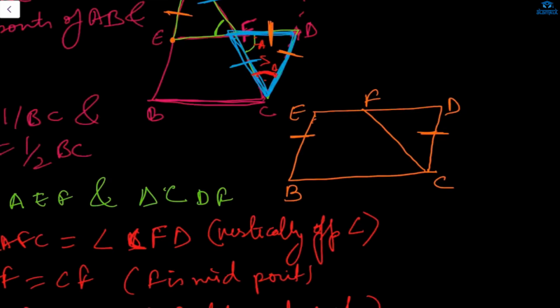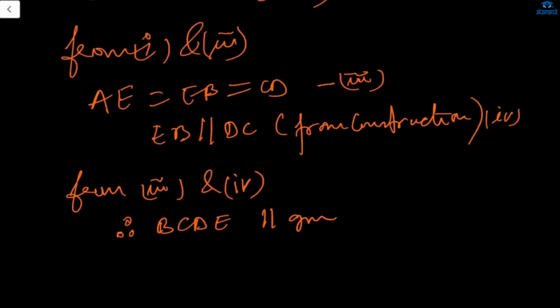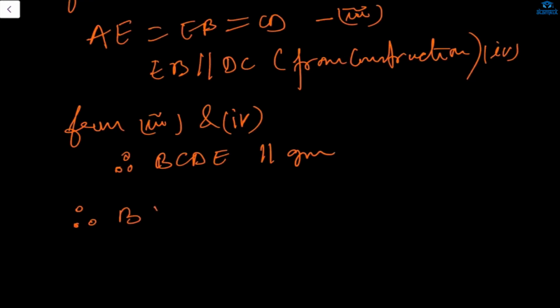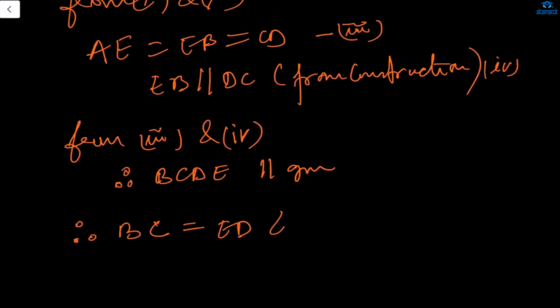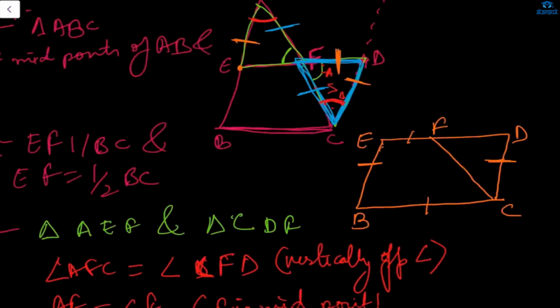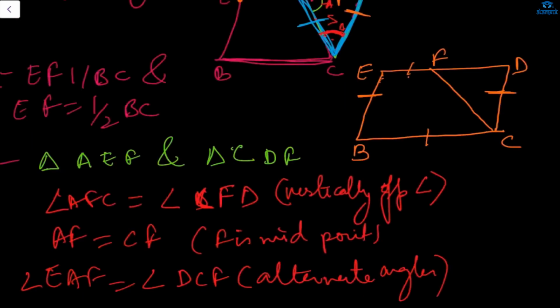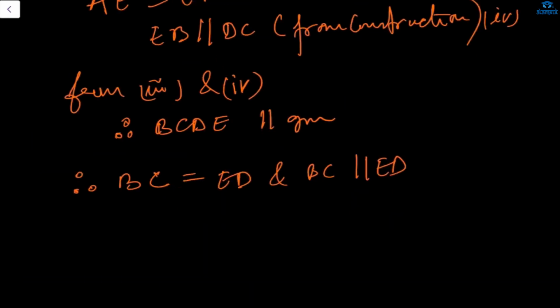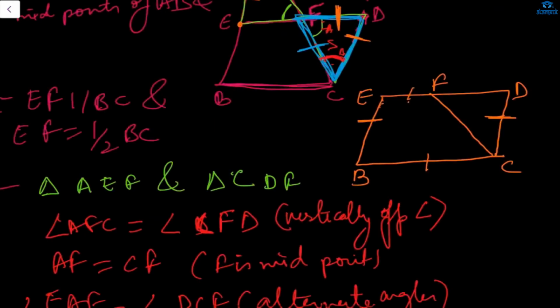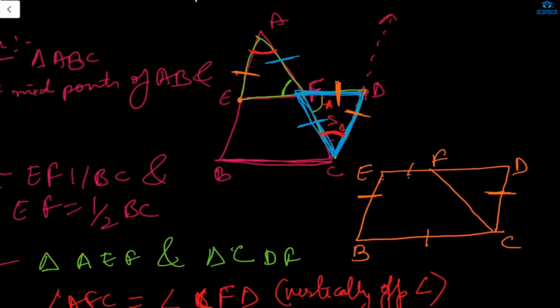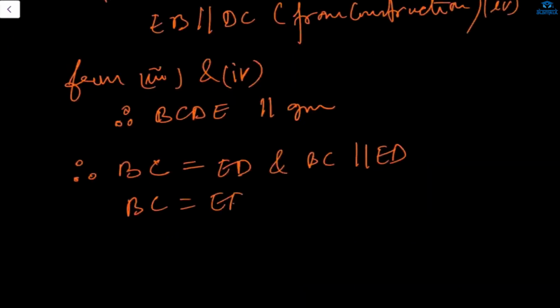Understood? Now, since it is a parallelogram, BC will also be parallel to ED and BC will be equal to ED also. Yes or no? Therefore, BC is equal to ED and BC is parallel to ED. Now, since BC is equal to ED, and we have already seen that EF is equal to FD, the whole ED is equal to EF plus FD.